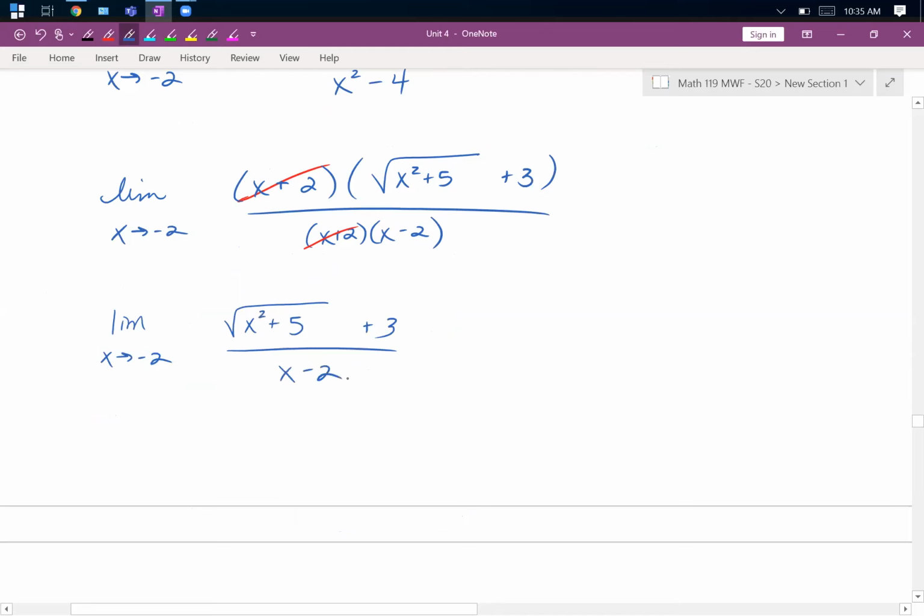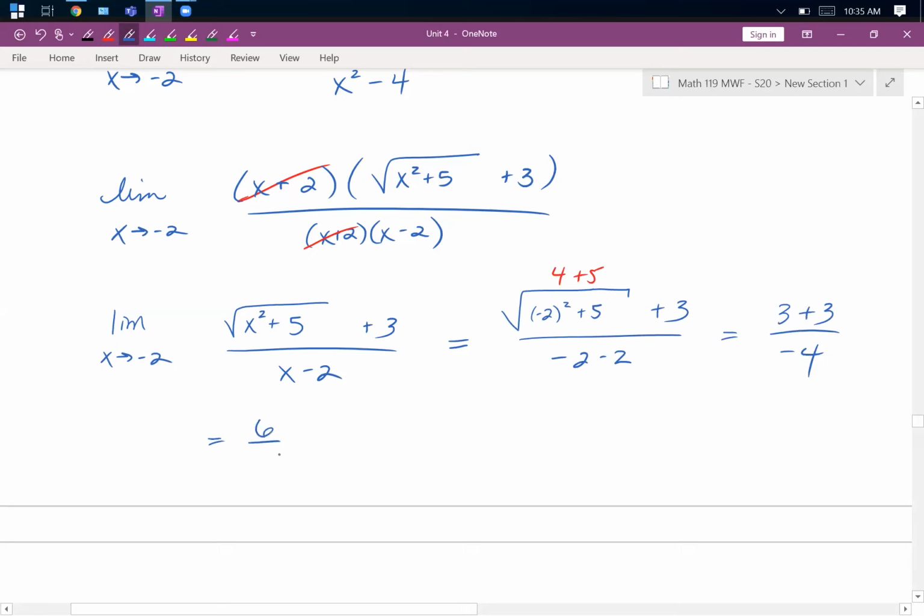And now it's safe for us to plug that -2 in for x because it's going to give us a -4 in the denominator and not a 0. So let's plug in. Under our radical, we're going to have 4 plus 5, so that's the square root of 9. Six over -4, which we will simplify to be -3/2. Questions at all?